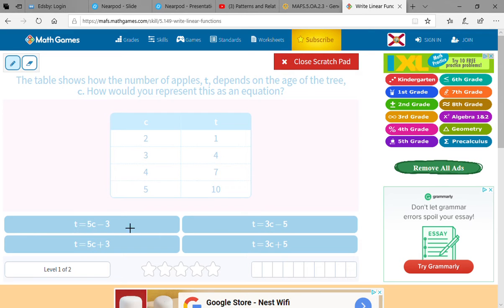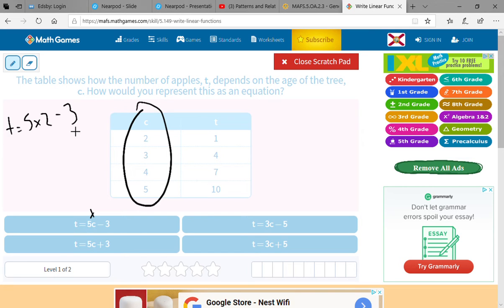Okay, so if we look at our first choice, T equals 5C minus 3. When you see a number next to a letter, and we know this column is C right here, it's telling us to multiply. So we're going to rewrite it as T equals 5 times, and we're going to try out the first term in our C column. That's going to be 2, because it's 5 times C. So 5 times 2 and then minus 3.